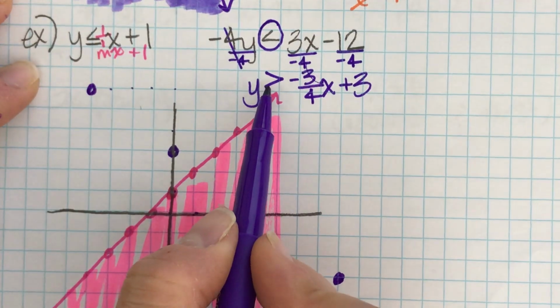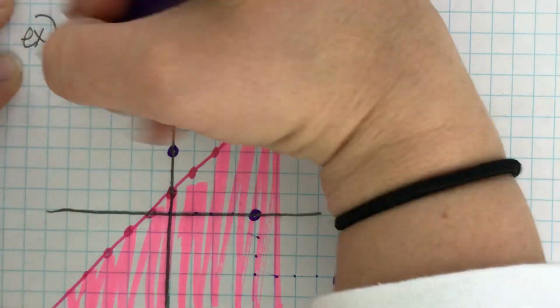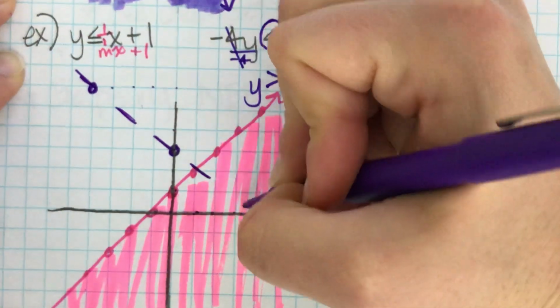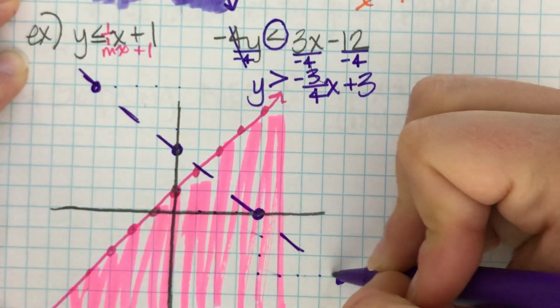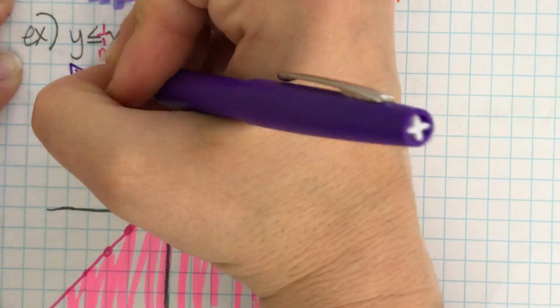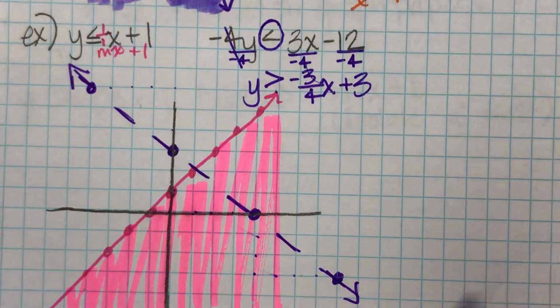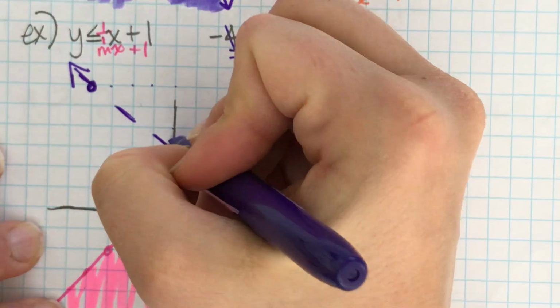This one cannot equal. So I'm going to draw a dotted line here as best as I can, kind of at this weird angle. It's a nice dashed line happening. And I want greater than now because it flipped around. So I'm going to take this spot and I'm going to go above that line.